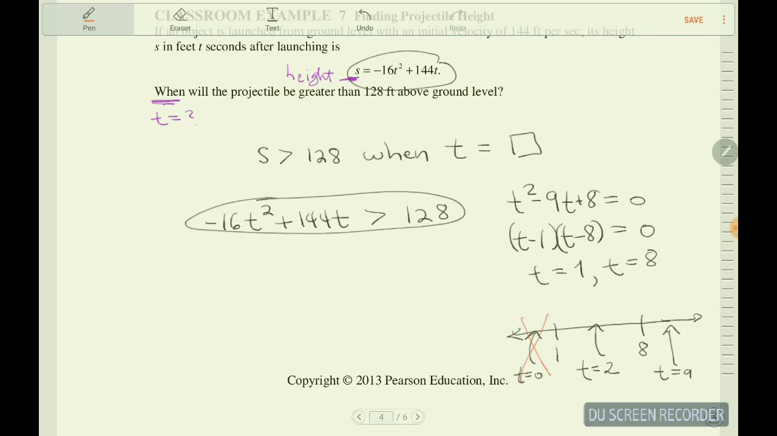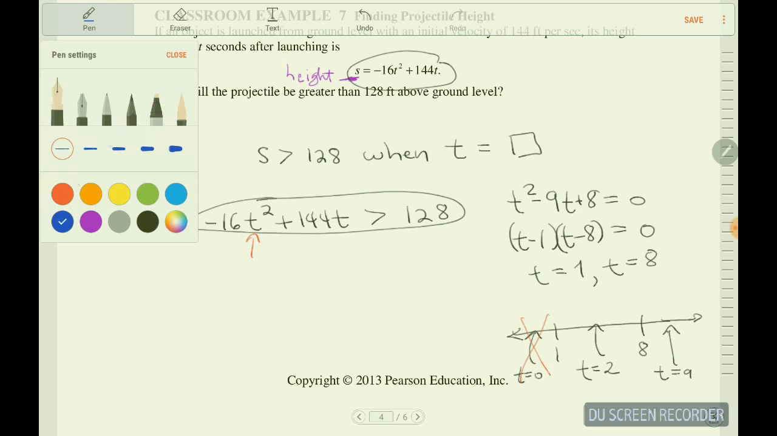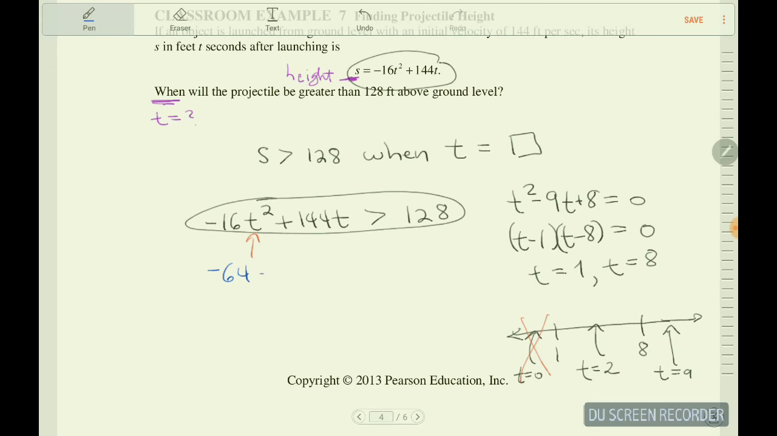So t equals 2, let's see what happens when we plug in 2 here. So we'll get 2 squared is 4, 16 times 4 is 64, so that's negative 64. And then 144 times 2, 288, which results in 224, and that is greater than 128. So this region's good. Now let's try t equals 9.